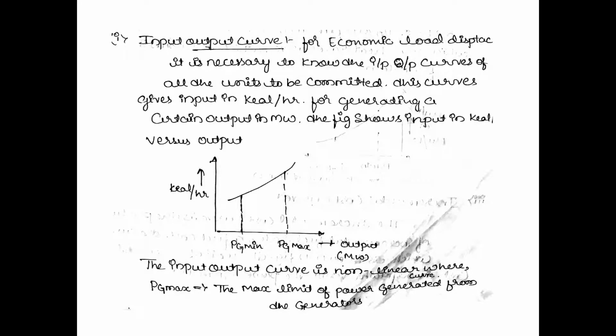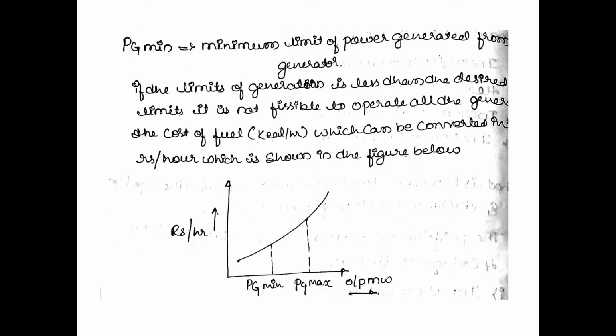Input output curve means input is kilocalories in a thermal unit, output is megawatt. The input output curve is non-linear. Pmax is the maximum limit of the power generated from the generator. Pmin is the minimum limit of power generated from the generator. If the generation is less than the desired limit, it is not feasible to operate the generator. The fuel cost in kilocalories per hour can be converted into rupees per hour, which is shown in the figure.